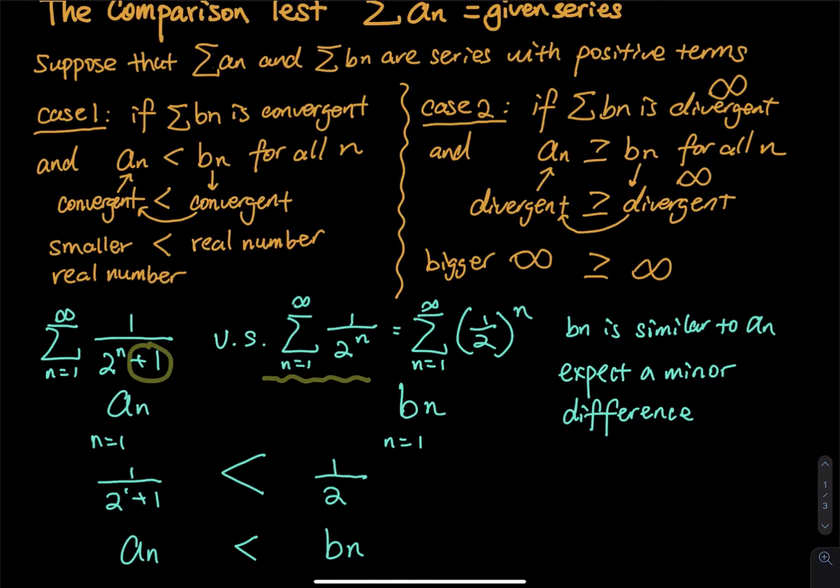Listen to me right now. Look at the primary series. We have 1 divided by 2 to the n plus 1, right? When n is so big, do we really care about the 1? Again, when n is so big, do we care about the 1? The answer is no. So for comparison purpose, I am going to write the exact same series, but I will omit the plus 1 because when n is so big, the 1 is not important anymore.